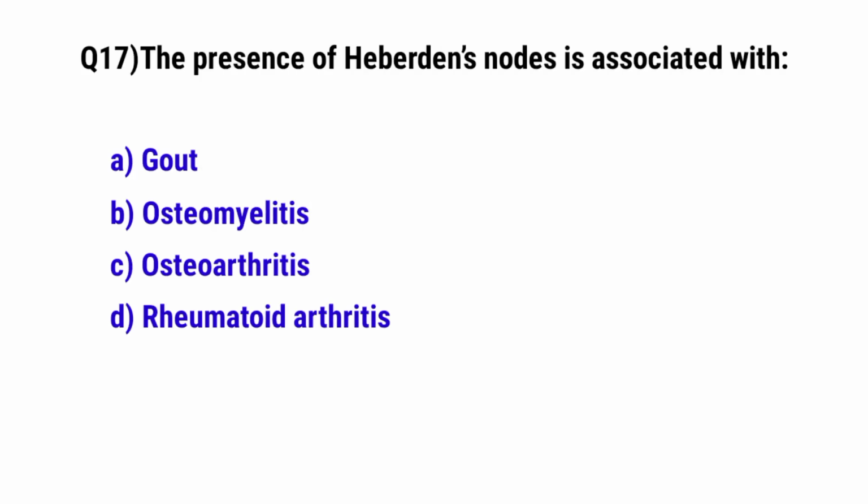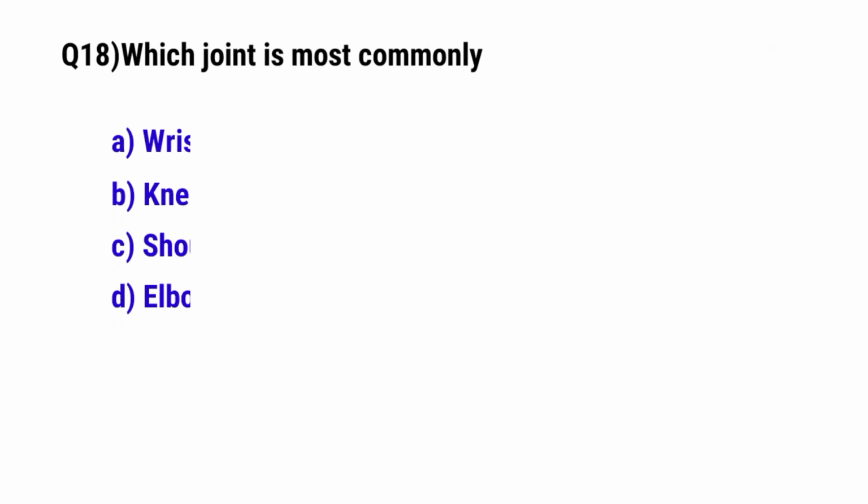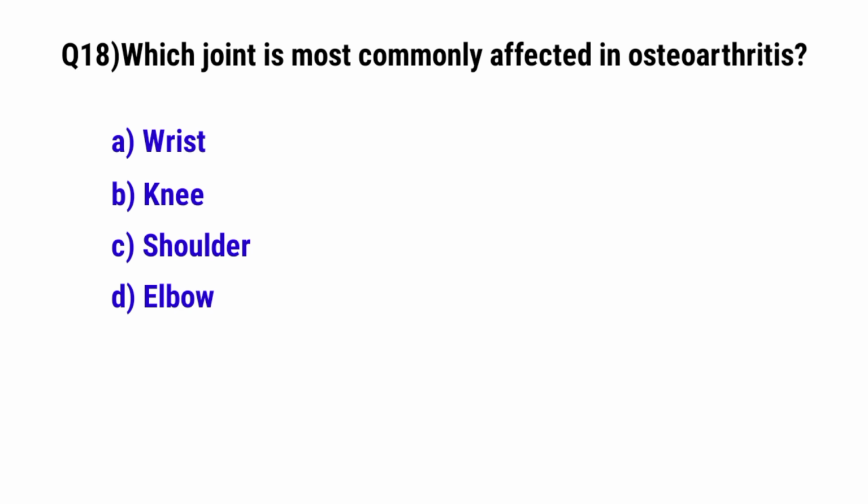Question number 17. The presence of Heberden's nodes is associated with? The correct option is C. Osteoarthritis. Question number 18. Which joint is most commonly affected in osteoarthritis? The correct option is B. Knee.